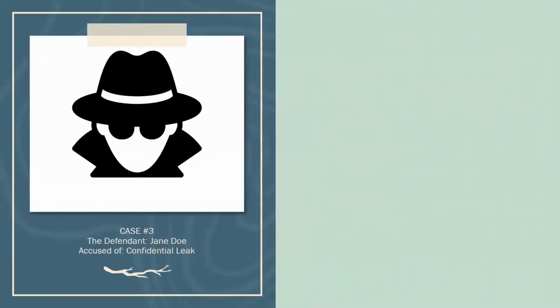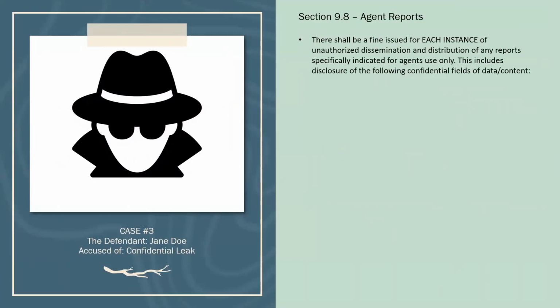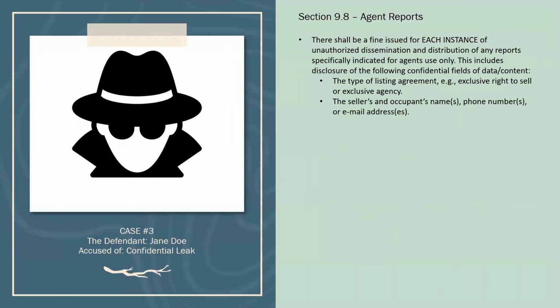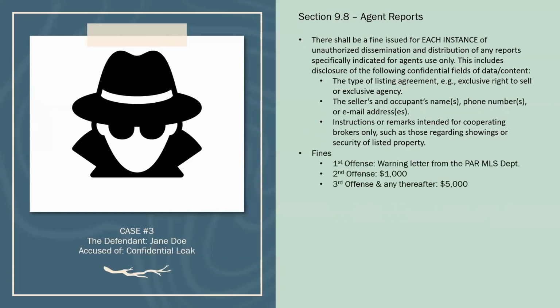All right, the next one is your confidential leak. Section 9.8, agent reports. Agent reports used to be extremely confidential because it had the commission rate on there. Well, now with PAR's new rule, commission rates are available to the public. However, there's still information in there that the public does not need to have. The instructions of cooperating broker information, the agent notes themselves cannot be shared with the public. So if you made fun of the lady's cat, that won't be let out.